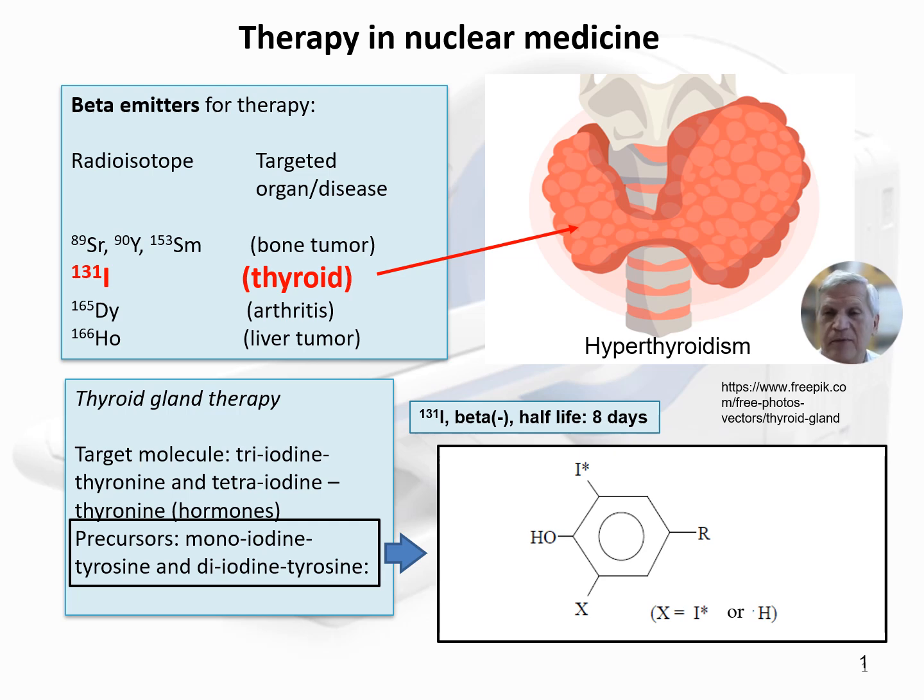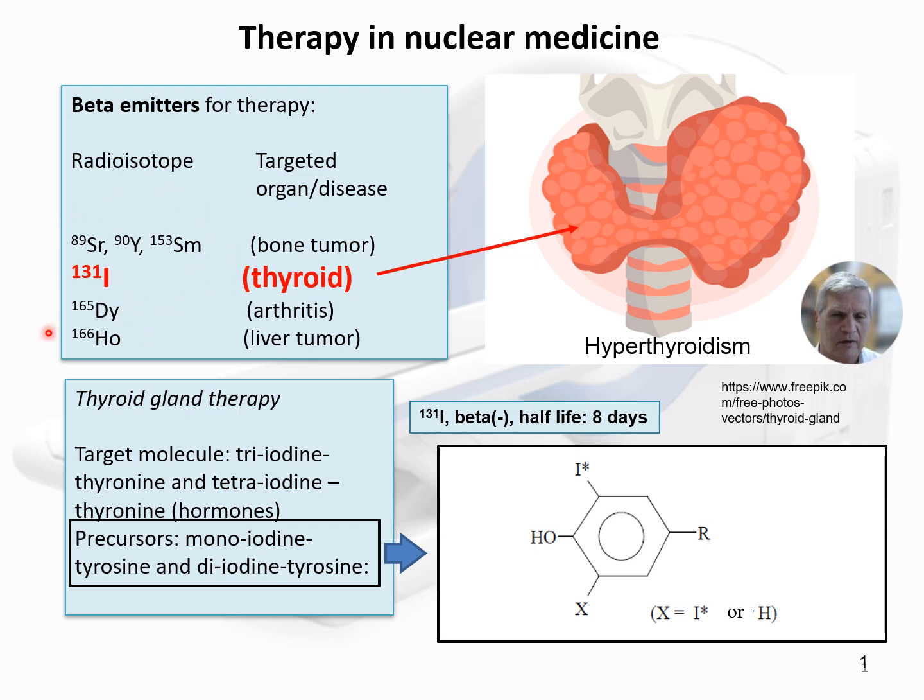Welcome to the last chapter of this course, which is about some applications of radioisotopes in nuclear medicine for therapy. I would like to show you only two examples for therapy in nuclear medicine. Here you can see a list of some isotopes which may be used for therapy. You have strontium, yttrium, samarium, dysprosium, holmium, and iodine isotopes.